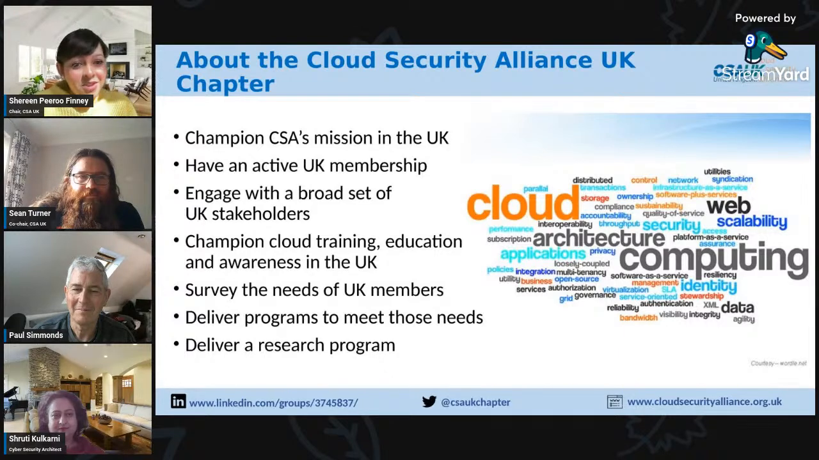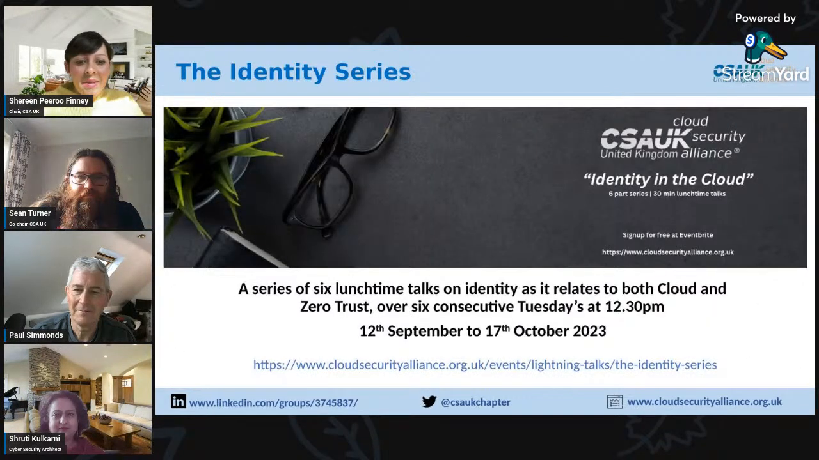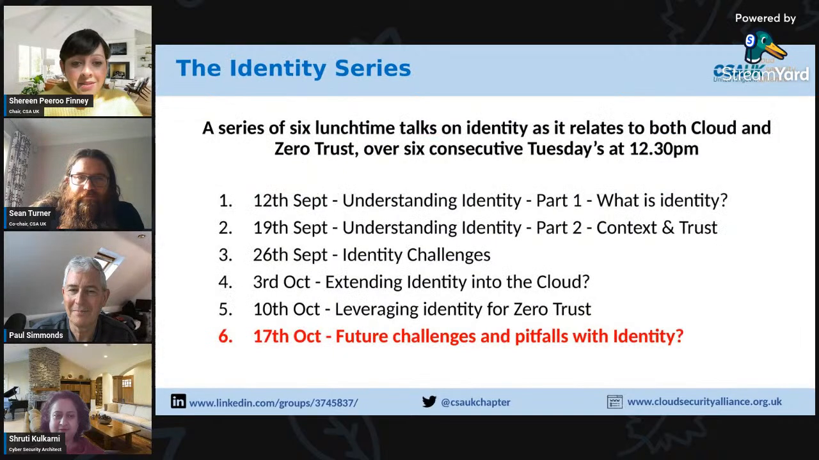We survey the needs of the UK members, hence this lightning series of talks that we've had between September and October, Identity in the Cloud. So we're here today to show you the last part, part 6 of that. So these are the dates, from the 12th of September to the 17th of October. Today's the final talk, and we actually have a panel of speakers today. Today we'll be discussing future challenges and pitfalls with identity.